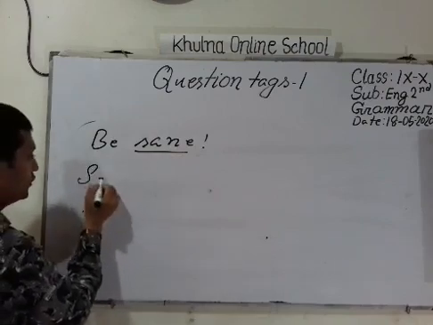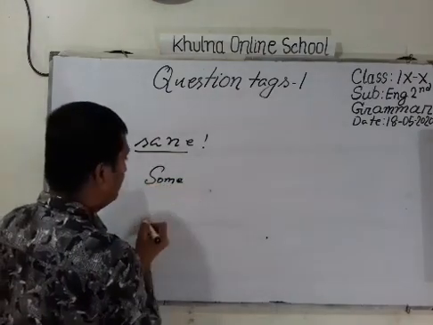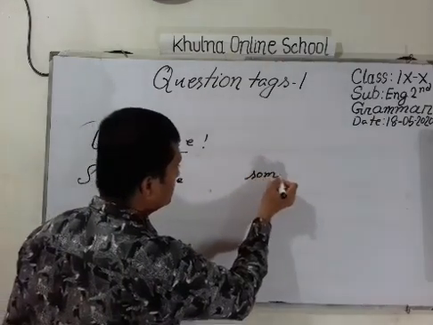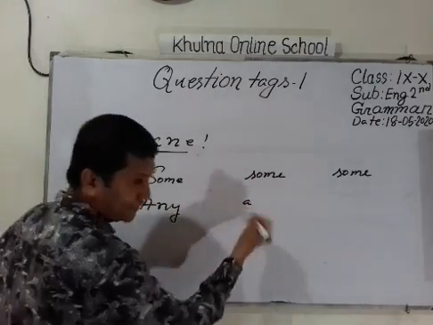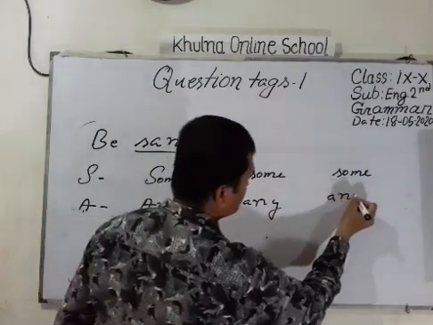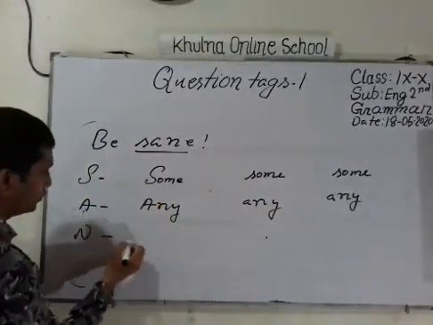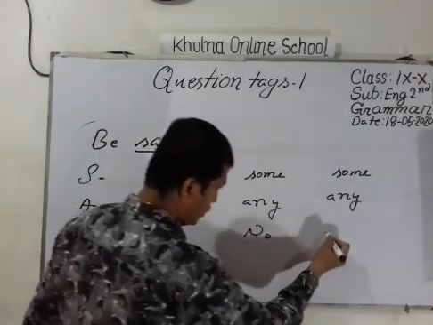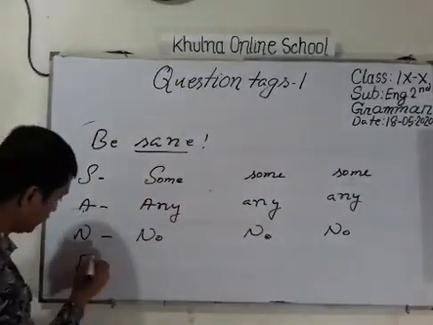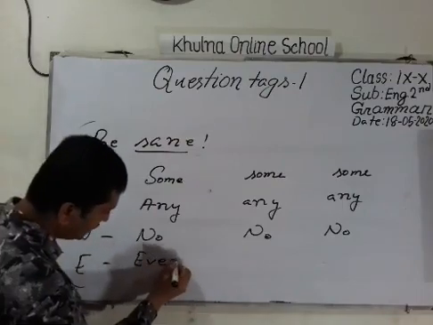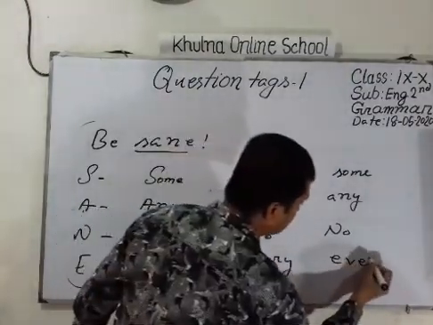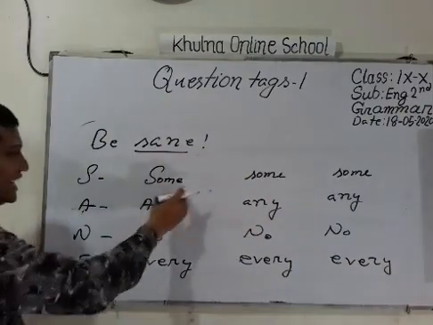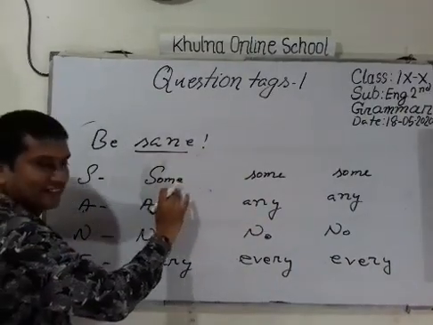For example, S for some, A for any. I'll make it clear later. N for no. And E for every. We can add some more words after these words.